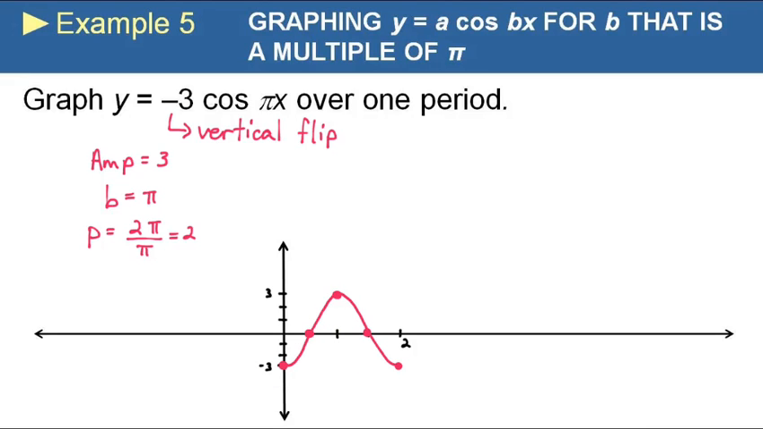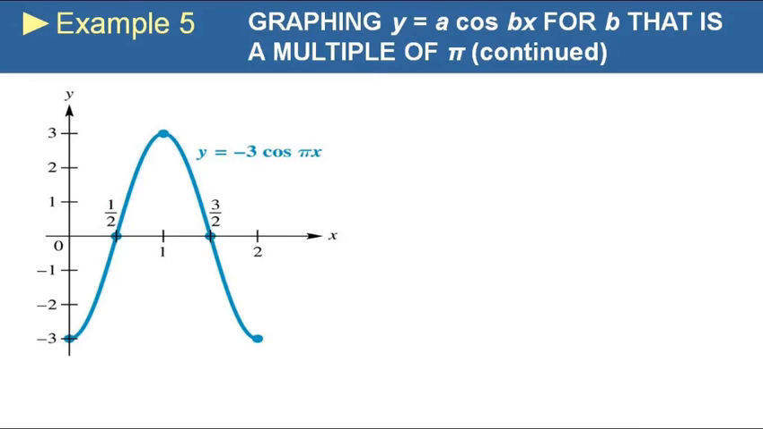Okay, let's flip over and look at their answer, the book's answer. And it looks exactly the same shape. And you can see here that the end of the first cycle is at 2. And then it's easy to figure the middle is 1, because halfway between 0 and 2 we should have 1. Well, halfway between 0 and 1 we should have 1/2. Halfway between 1 and 2 we should have 1.5, or 3/2. And so that's the graph of negative 3 cosine pi x.